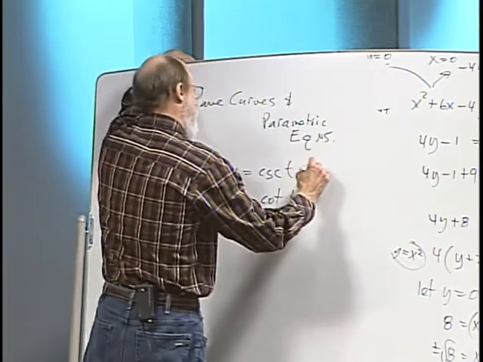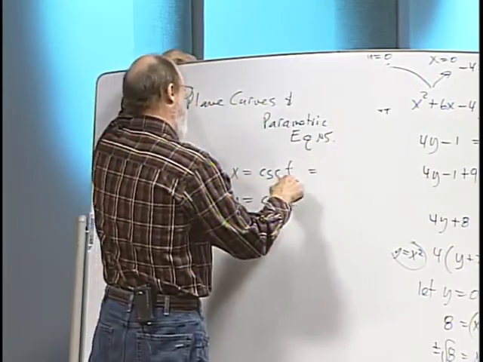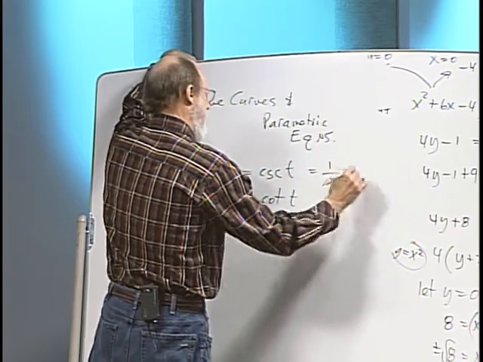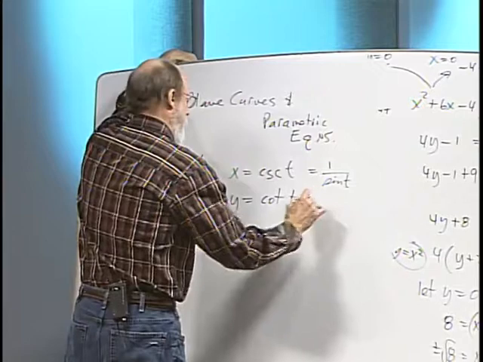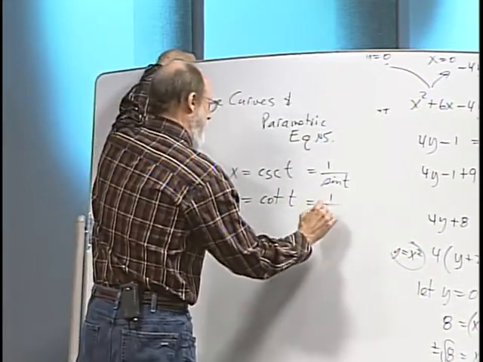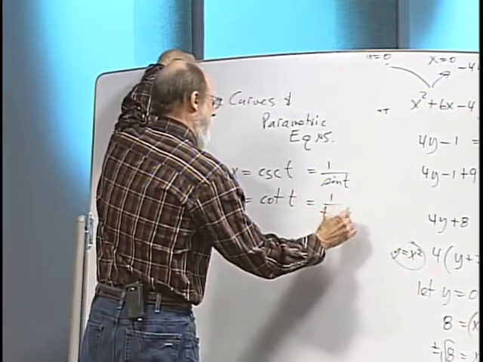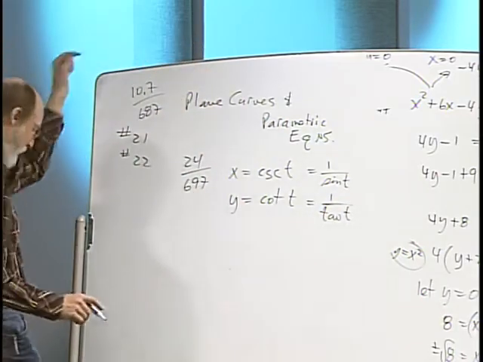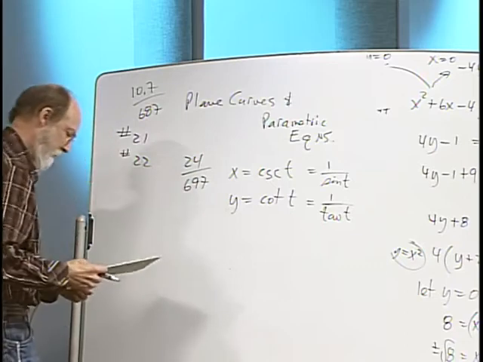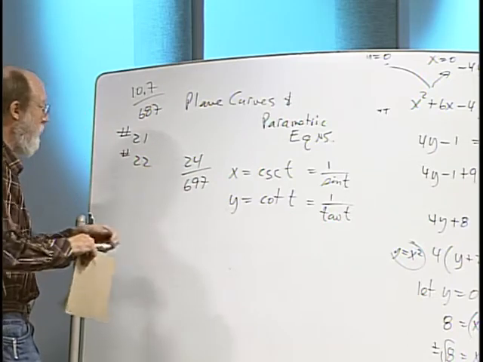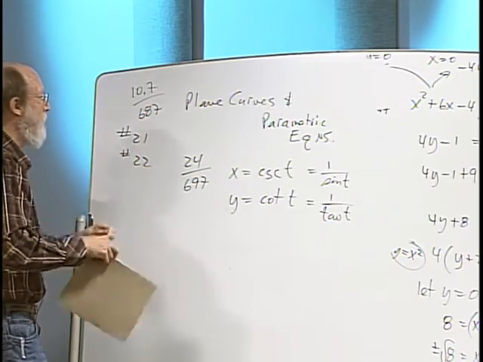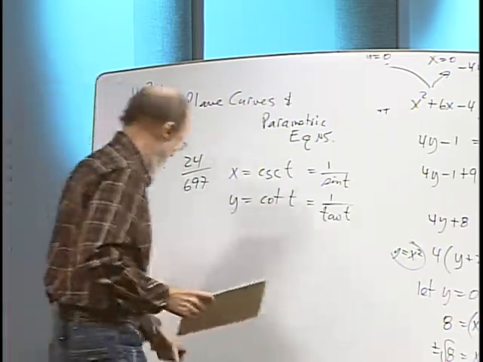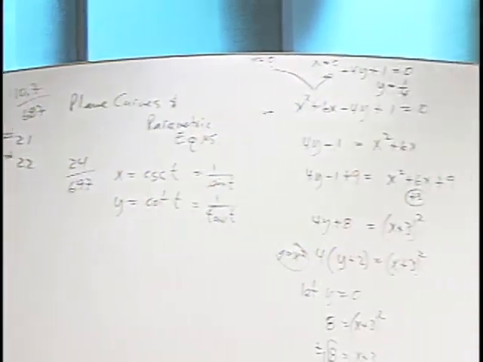So what we need to do is to treat x as behaving like 1 over the sine of the parameter t. And the reciprocal of cotangent is tangent, so we need to use 1 over the tangent of t if we're going to use our technology on that. Now the window settings I'm going to use, I think I will just throw this into the calculator in the interest of time.